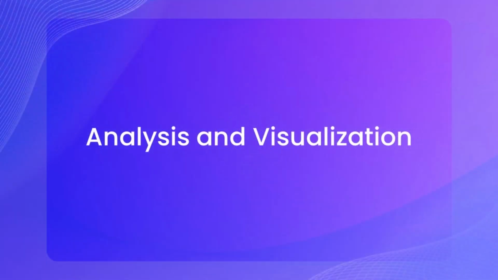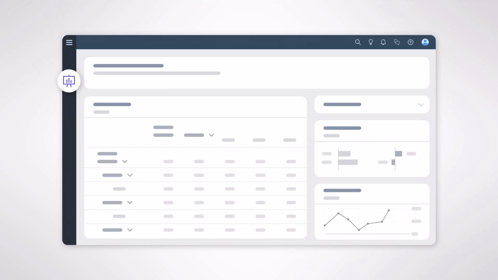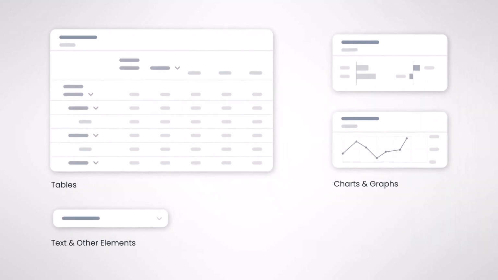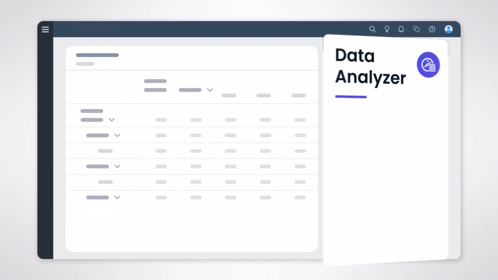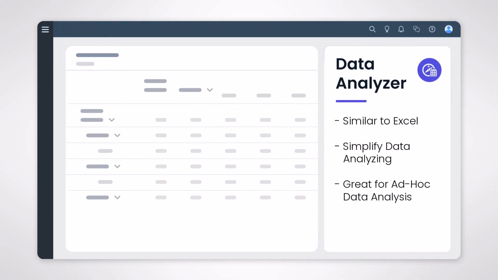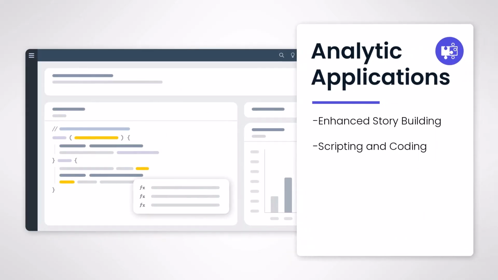Our next core area is analysis and visualization, and this starts with stories, which allow us to visualize data and interact with it in countless ways. We also have the data analyzer for sifting through and analyzing data in a way that will feel comfortable to your Excel users. SAC also includes advanced story building capabilities, bringing in application development functionality involving scripting and coding.